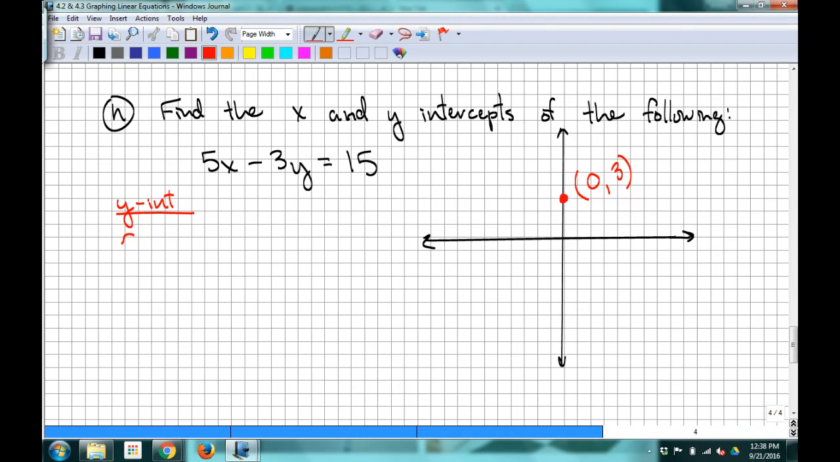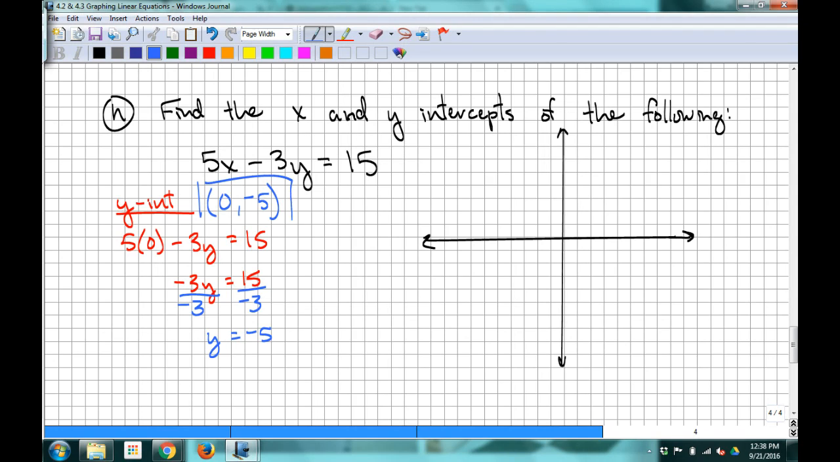The y-intercept, we do 5 times 0 minus 3y equals 15. So we now have negative 3y equals 15. How do we solve that for y? Divide by negative 3. y is equal to, yeah, that's right, negative 5 is right. So our y-intercept is at this point 0, negative 5. So I would go to 0, negative 5, and I'd put a dot where that point is at. Okay.